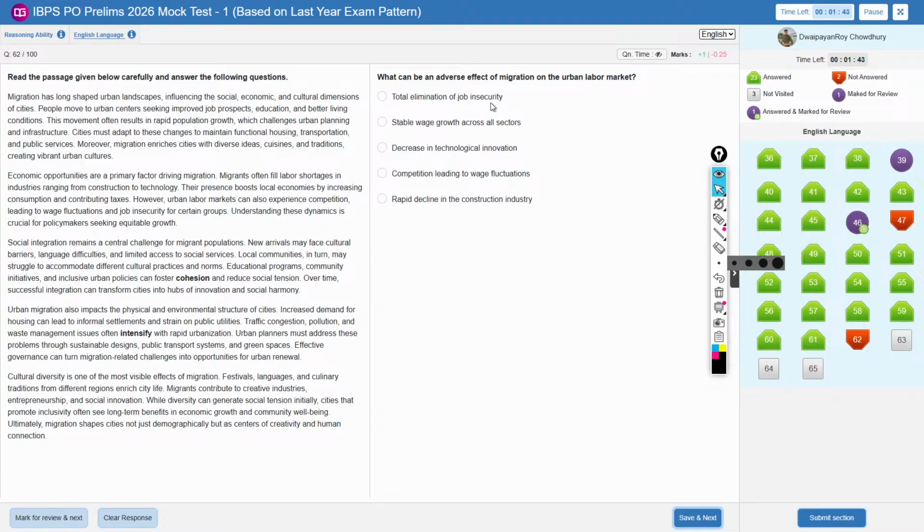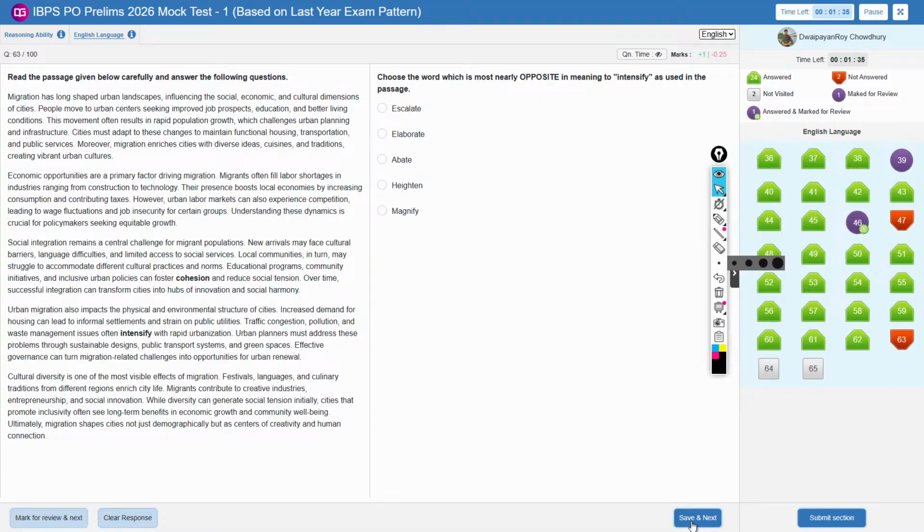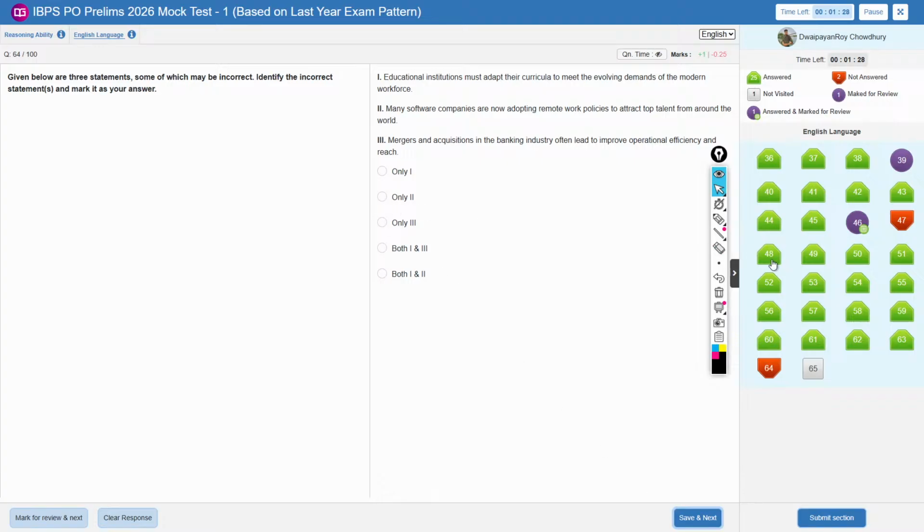What can be the adverse effect of migration on urban labor? Okay, competition leading to fluctuation. Opposite of intensity, abate. Okay, I skipped this one, right?